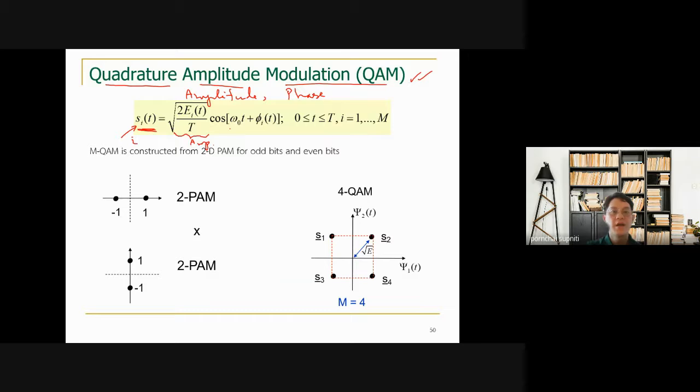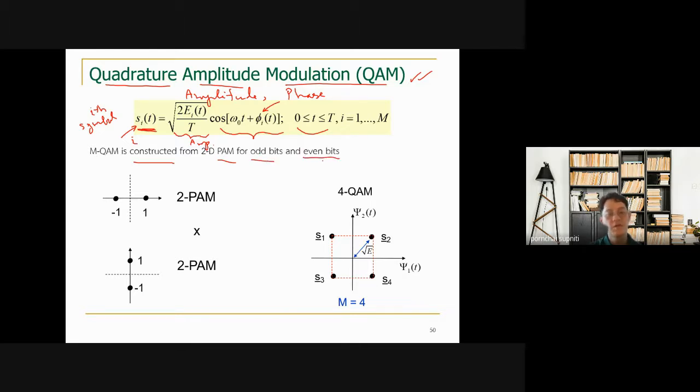Okay, and then for the cosine, also for different pulses, the ith symbol, we send different pulses, and it has different phases as well. The duration is just one symbol. That's normal. In order to construct the MQAM, it is simply constructed by two sets of PAM, for odd bits and for even bits.